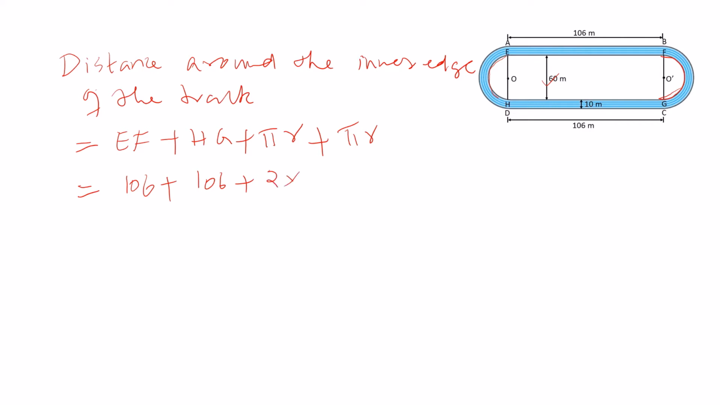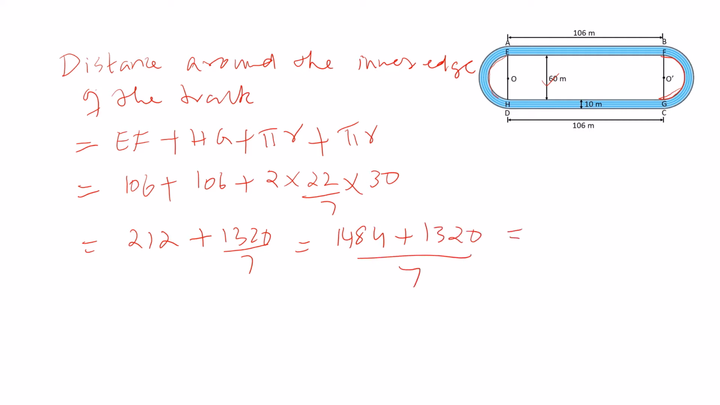So, 2 into 22 by 7 into radius. Radius is 60 by 2, and that is 30. So, when you add, we will get 212 plus 44 into 30, that is 1320, divided by 7. Now when you take the LCM, we will get 1484 plus 1320 divided by 7. So add, you will get 2804 divided by 7 meters. So this is the distance of the track around the inner edge.